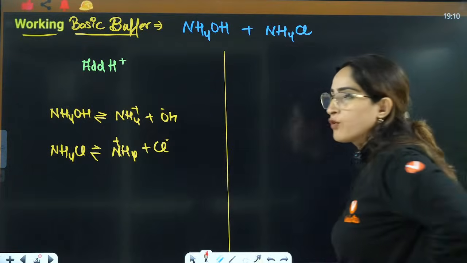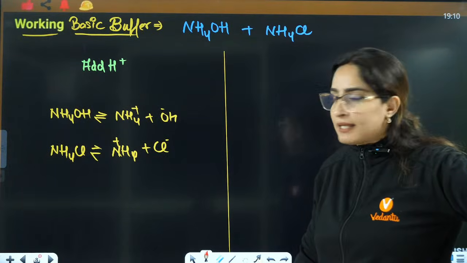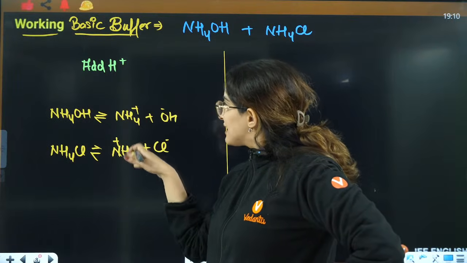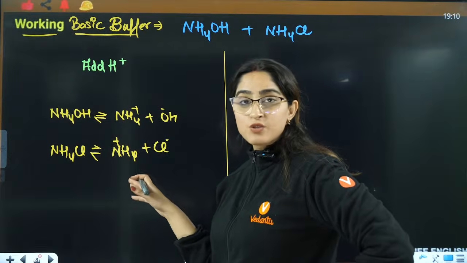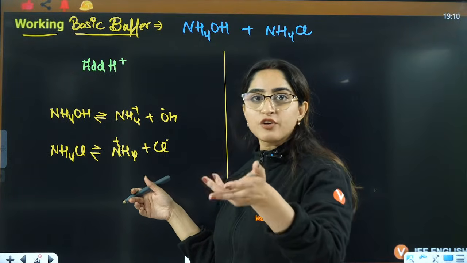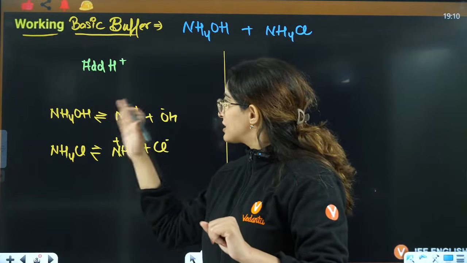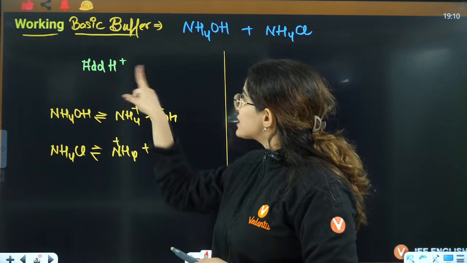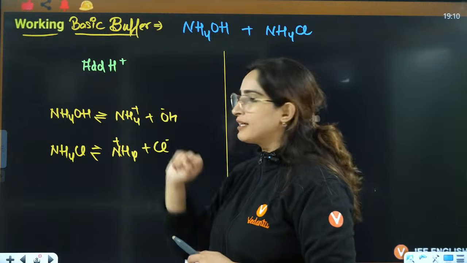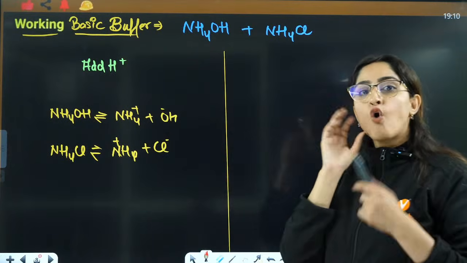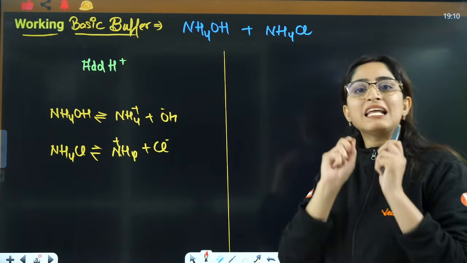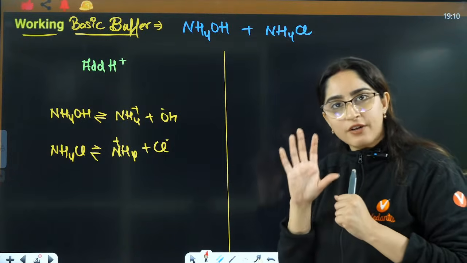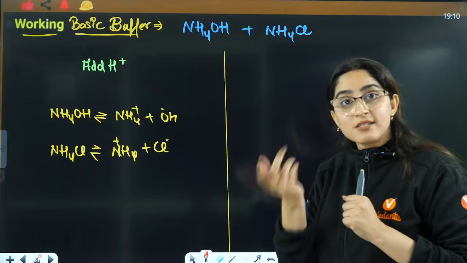More of NH4 positive in the solution will be there. Because of so much NH4 positive, less production of NH4 positive will be there, so this reaction will start moving backward. So the H positive that you have added, according to you, is supposedly going to increase the H positive ion concentration and should change the pH.